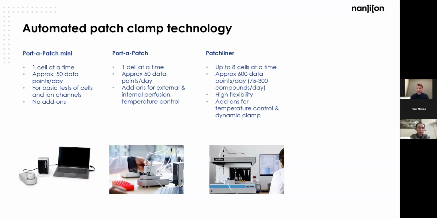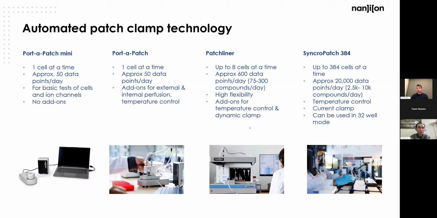Moving up into the higher throughput capable machines, we have the Patchliner here. This is able to measure 8 cells simultaneously at one time. It contains a robotic liquid handler, which means that there is no manual need to deal with solutions. It can all be done automatically. The use of multiple channels at one time increases the throughput dramatically. And this essentially means that we're able to acquire a lot more data from a lot more cells within a given experimental window. It's a very versatile and flexible patch clamp device, and also contains add-ons for precise temperature control and dynamic clamp for the measurement of action potentials from excitable cells.